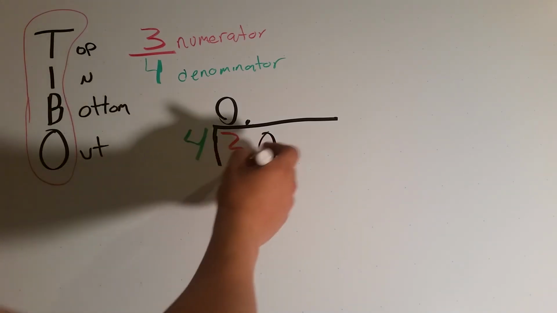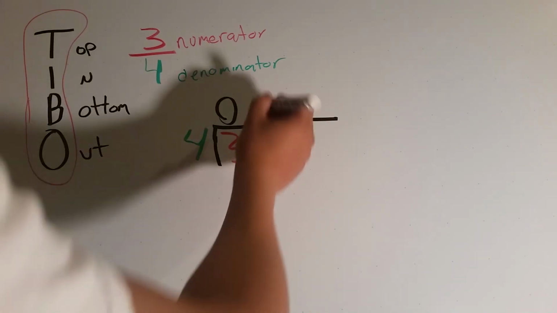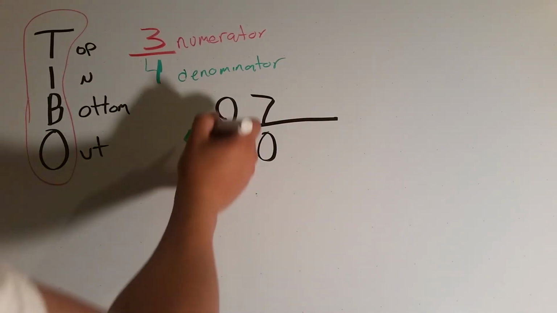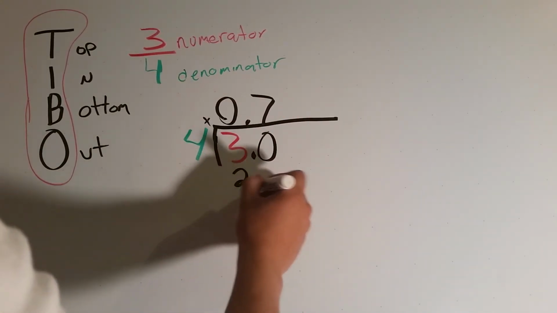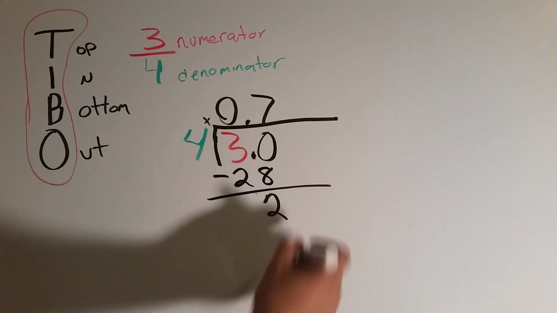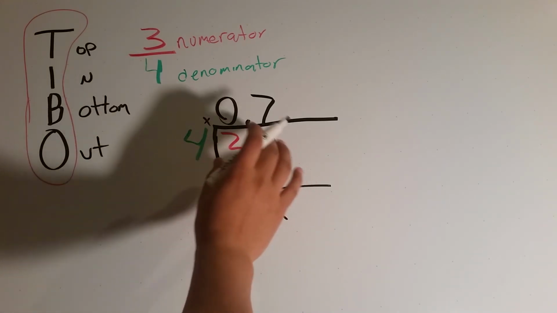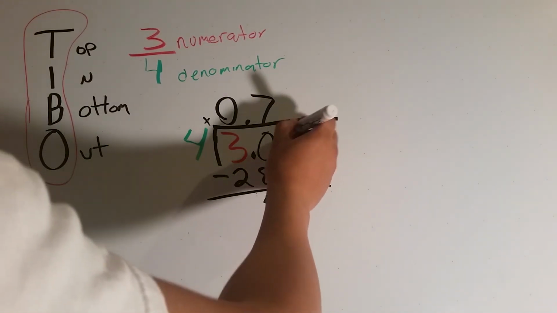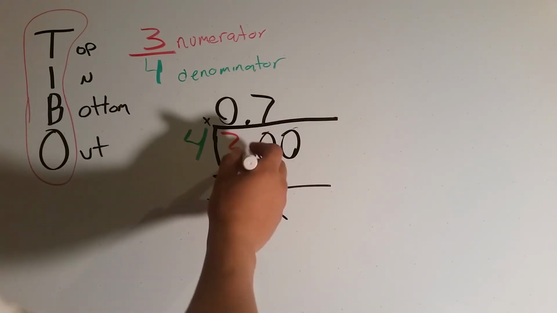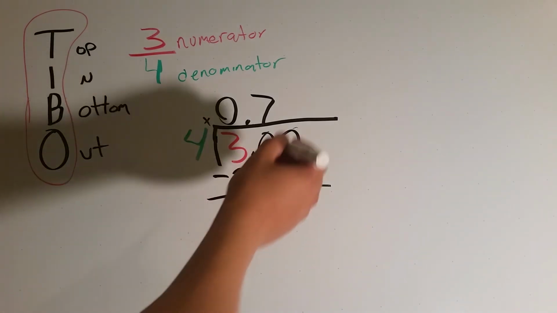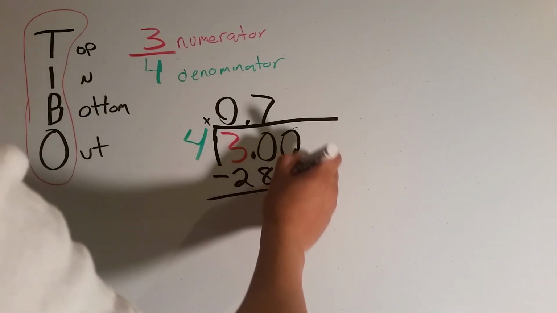Now, how many times is 4 going to go into 30? In this case, it's going to go in 7 times, because 7 times 4 is 28. So we do that and subtract it. It's going to give us a 2. Now remember, any 0 that we add to the right of the decimal is not going to change the value of the number, because now we have 3.00, and it's still 3. So this allows us to add another 0, which we bring down.